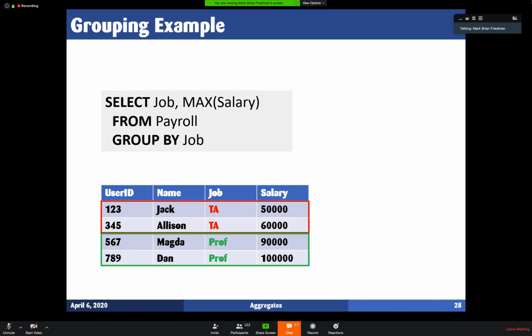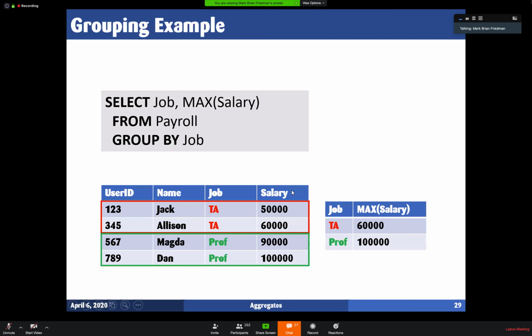So here's the grouping example, where we're calculating the max salary. You can see easily that the max salary for this group of TAs is $60,000. For the profs, it's $100,000. Pretty straightforward. And I get a result set, one row for each change in the sort sequence as I'm looping through all of this data. Other questions on that?